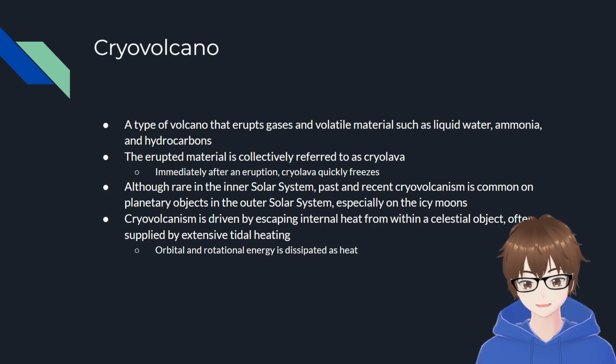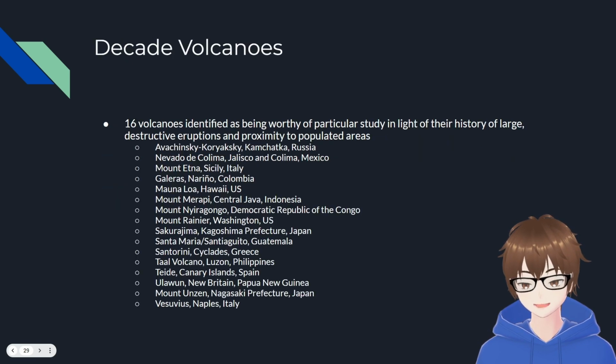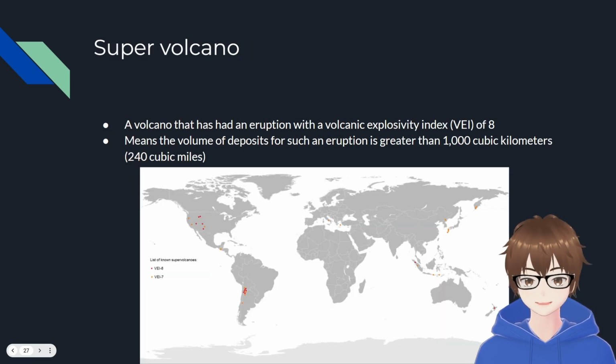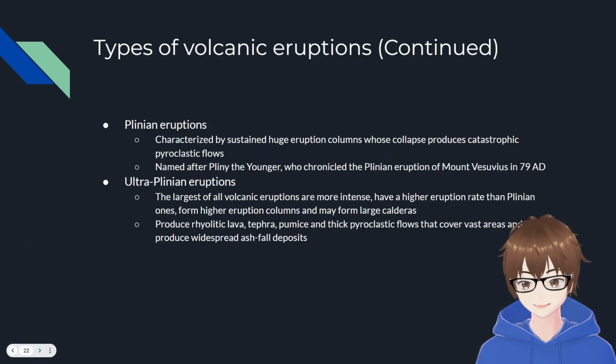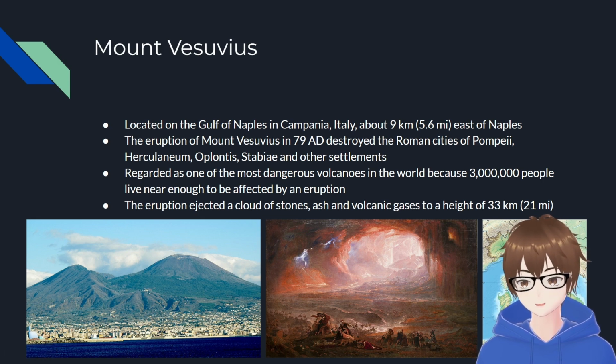We went over some weird things like volcanoes on other planets and cryovolcanoes. What else did we go over? We went over volcanic winters and stuff like that, benefits of volcanoes, some of the decade volcanoes, super volcanoes like Yellowstone, the different types of eruptions and what types of volcanoes are named after, like Mount Vesuvius, which is one of the most well known that I knew about.